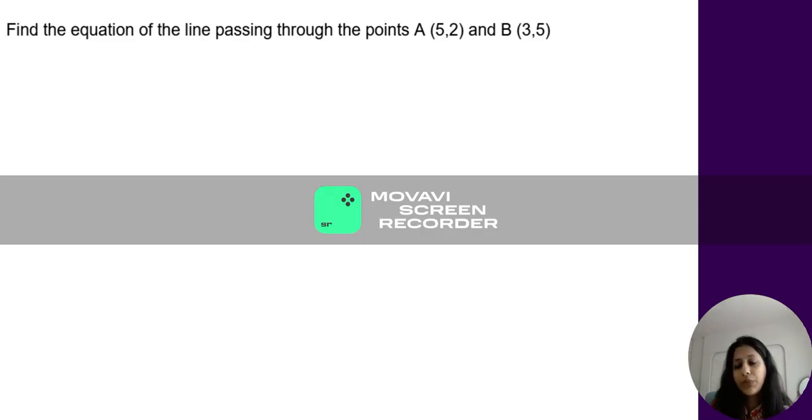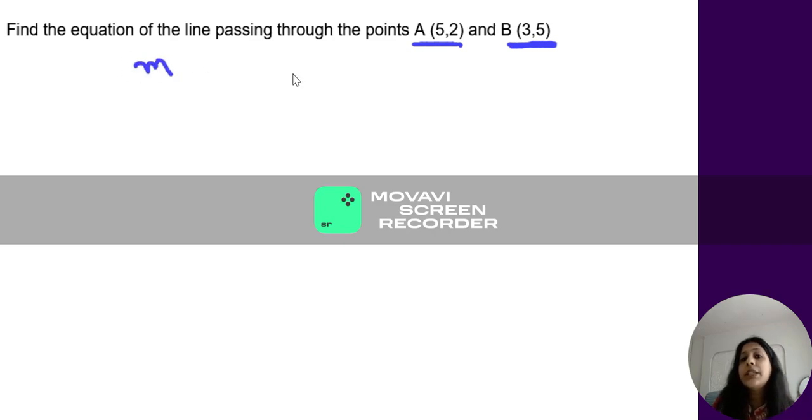Now this time they're not giving you the gradient. They're going to give you the 2 points through which the line passes, and they're asking you to find the equation of the line. I told you earlier, I need 2 things to find the equation of the line. What are those 2 things?